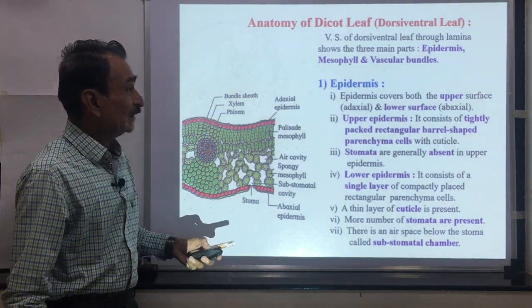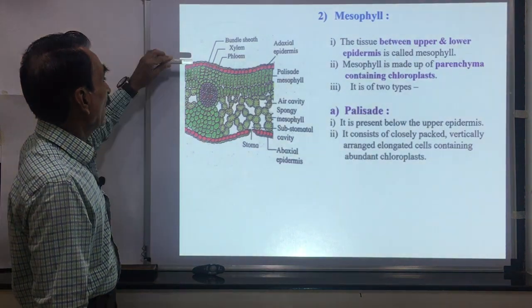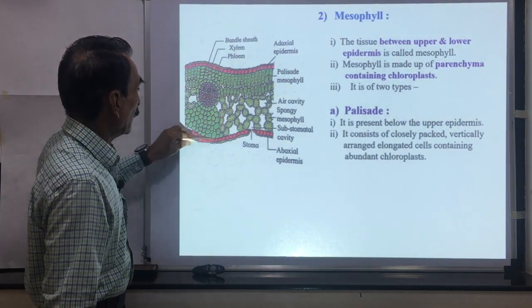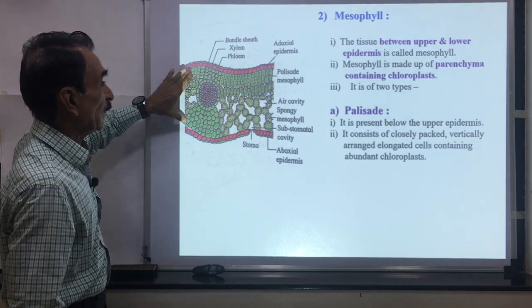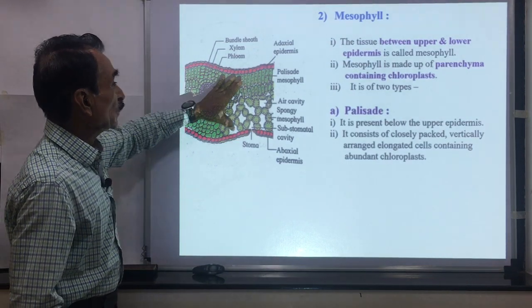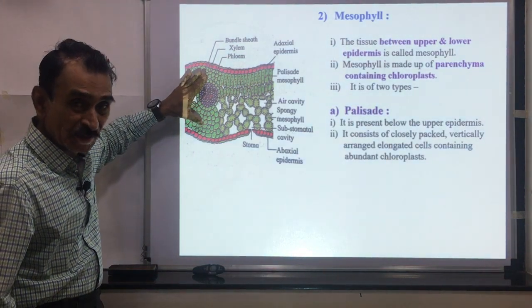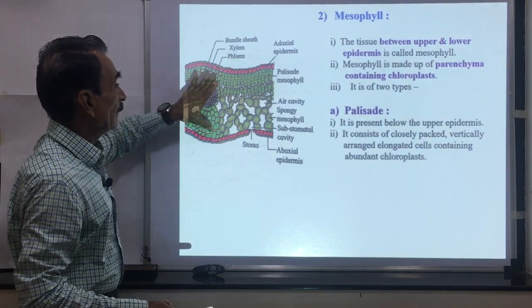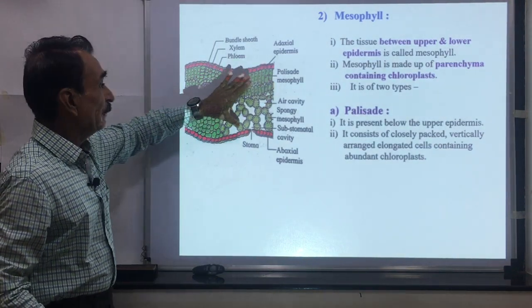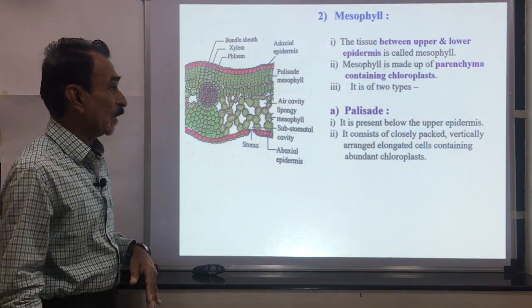The next part is the mesophyll. This is the upper epidermis, this is the lower epidermis. Tissue between the upper and lower epidermis is called the mesophyll tissue. Mesophyll tissue is made up of parenchymatous cells. These contain the chloroplasts. Between the upper and lower epidermis, mesophyll tissue is present, made up of parenchyma cells containing chloroplast.